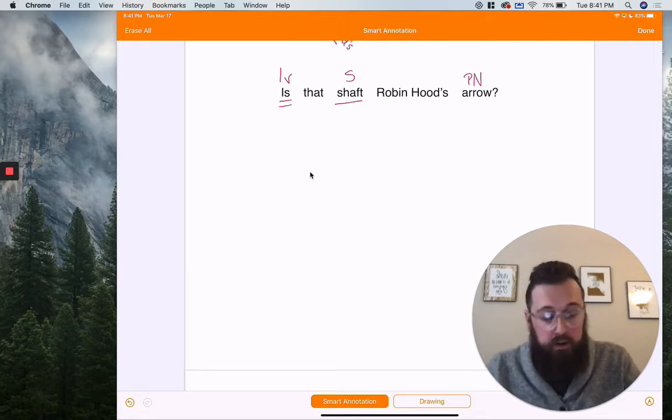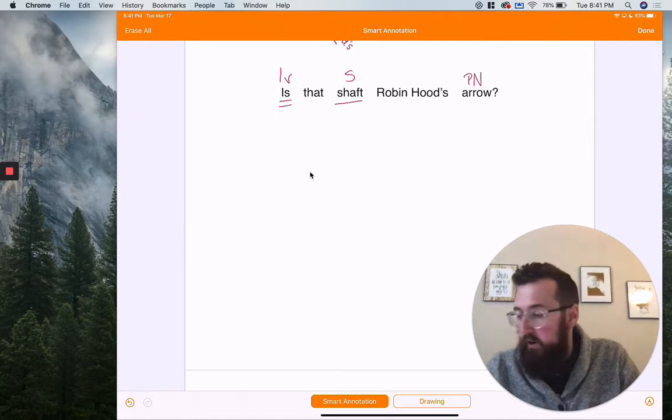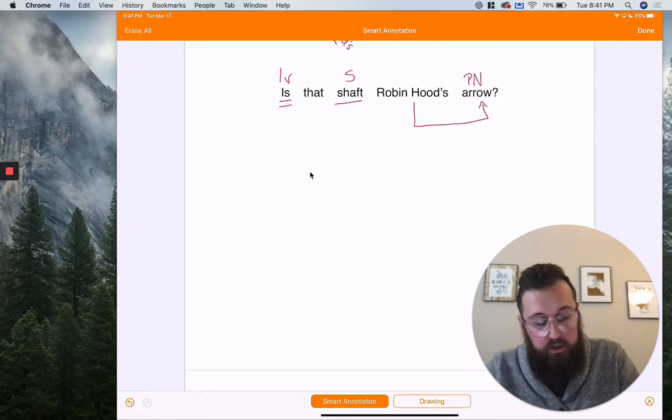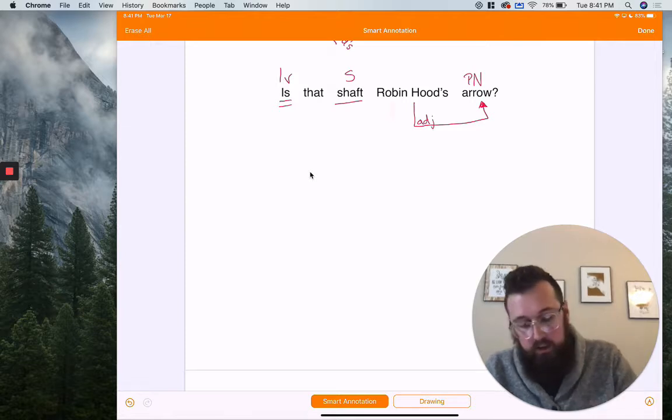Now, I remember possessive nouns act as modifiers in a sentence. So I look at Robin Hood's, that is describing my arrow. It's telling me whose arrow it is. It is Robin Hood's. So it's going to be an adjective. And which shaft is it? It is that shaft.